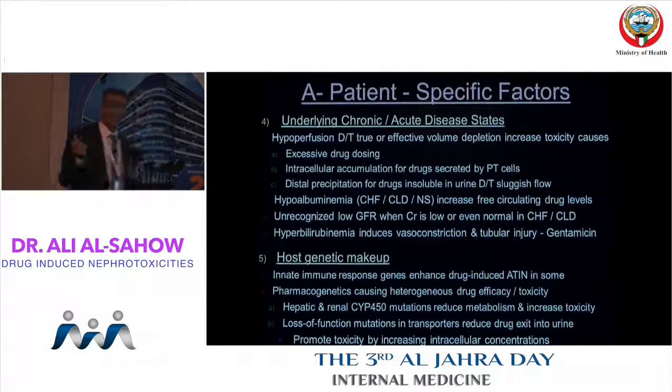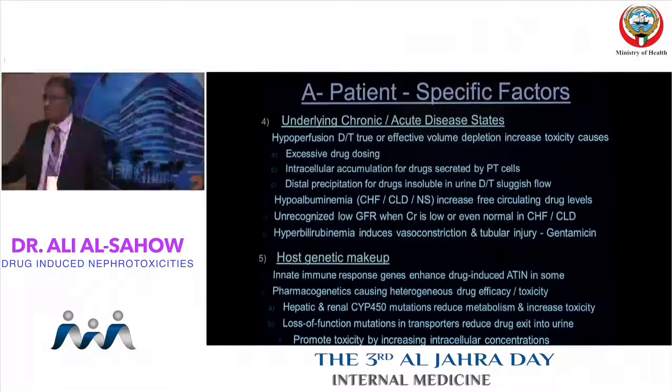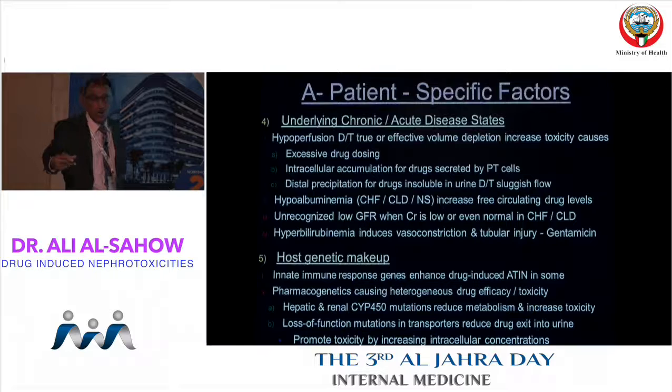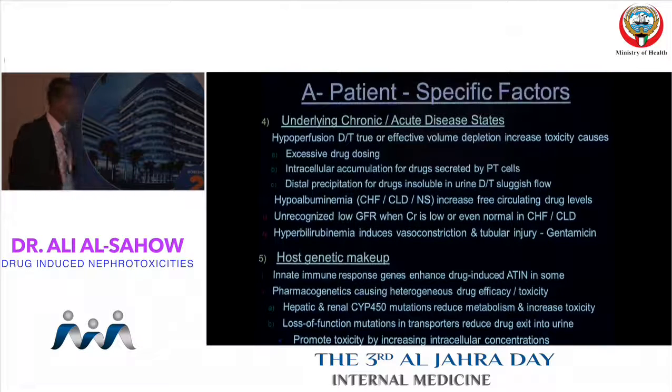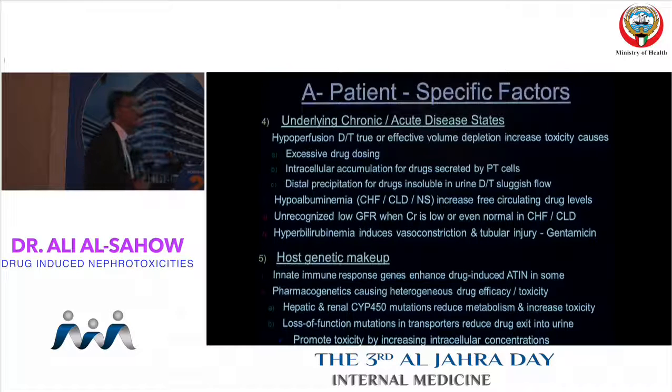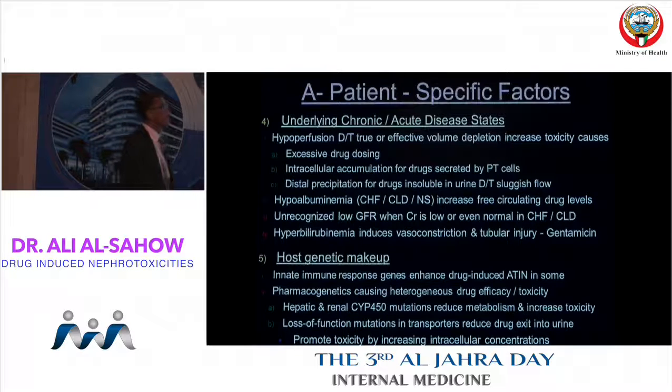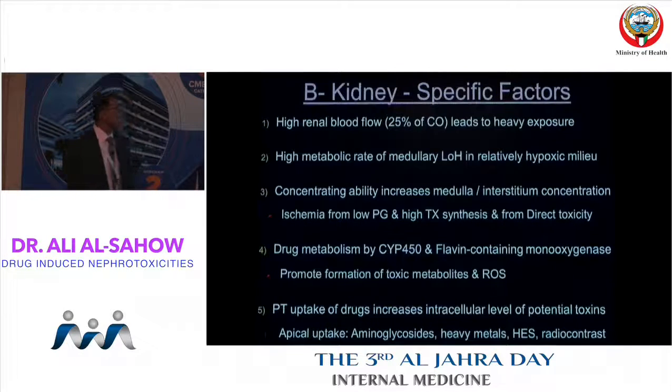And the host genetic makeup. Why does one patient develop acute interstitial nephritis when another patient who's exposed to probably a higher dose and longer course does not? It's the patient's genetic makeup. The innate immune response genes enhance drug-induced acute tubulointerstitial nephritis in some. The pharmacogenetics cause heterogeneity in the drug efficacy and toxicity. The cytochrome P450 loss-of-function mutations can result in increased risk of drug-induced kidney disorders.